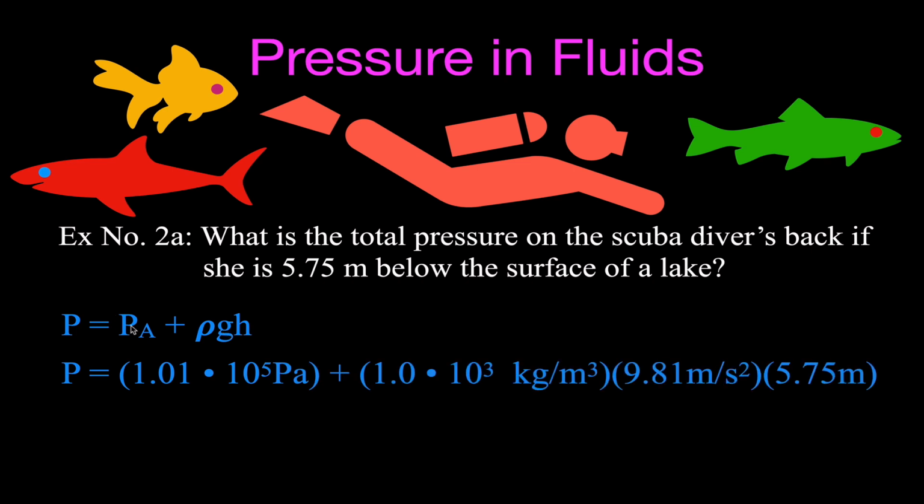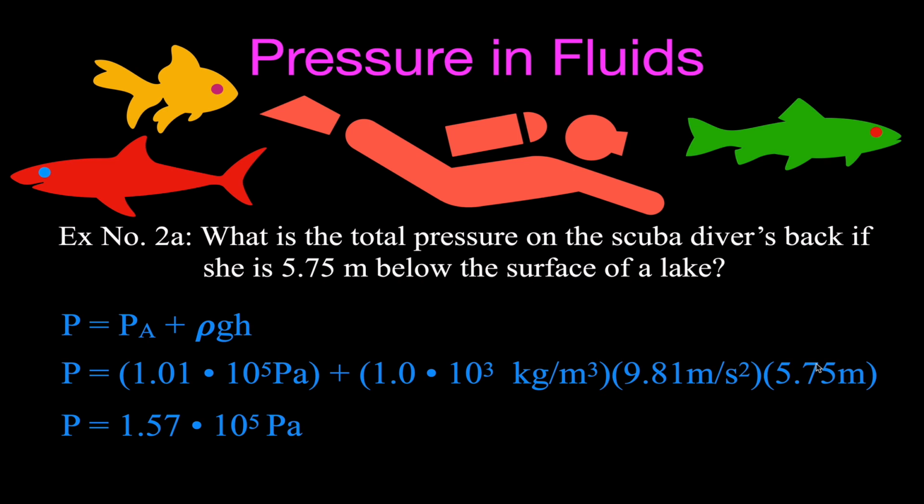Now atmospheric pressure is 1.01 times 10 to the 5 pascals. That's atmospheric pressure, the number of pascals at sea level, plus, okay, now the density of water has to be given in kilograms per meter cubed. So it's 1,000 kilograms per meter cubed times the acceleration due to gravity, which is 9.81, times the depth, which we said is 5.75 meters. And that gives us 1.57 times 10 to the 5 pascals.